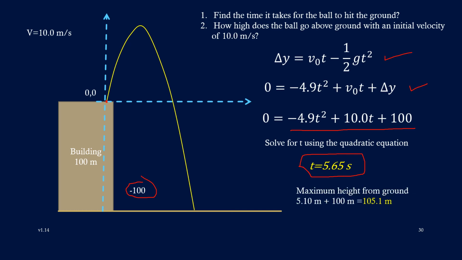Okay, and then the maximum height is 5.10 plus the height of the building, and that's 105.1 meters. So from here to here is the 5.10. All right, so that is how you do a problem like this off a building.